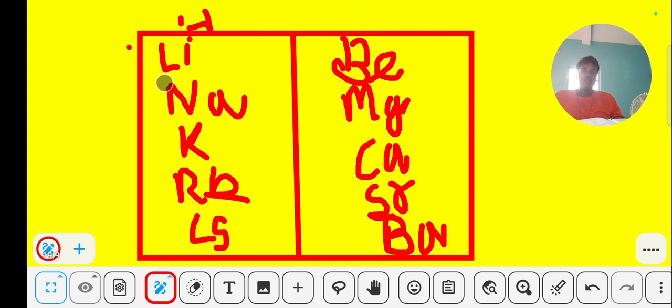The first group has one electron in its outer shell, in its outermost orbit, so it will lose one electron in order to complete its octet. The second group has two electrons in its outer shell, so it will lose 2 electrons in order to attain stability. So this has +1 oxidation number, and this has +2 oxidation number. Now let's talk about another point, that is hydrogen.